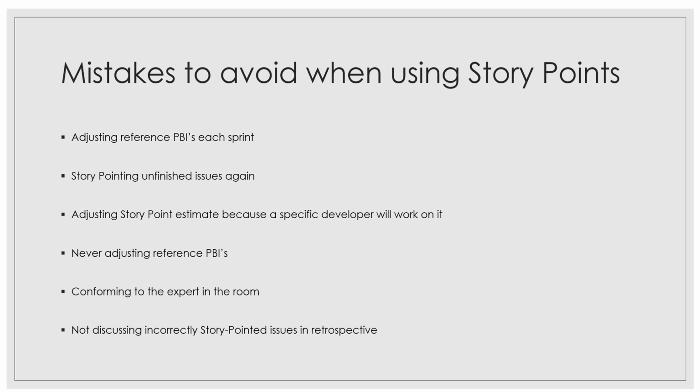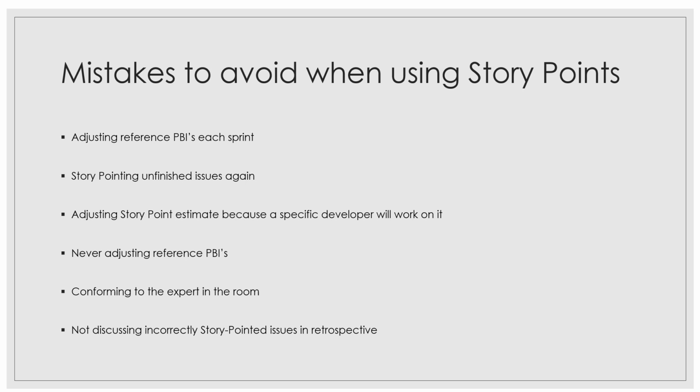Then adjusting reference product backlog items each sprint. PBIs is product backlog item. So when a team adjusts the reference PBIs each sprint, then the velocity of different sprints is no longer comparable. So you have to keep your reference PBIs fixed, and those should be the one that the entire team resonates with. As I mentioned in my previous videos, it's not necessarily to be the smallest one or the biggest one. It should be something that the entire team understands.